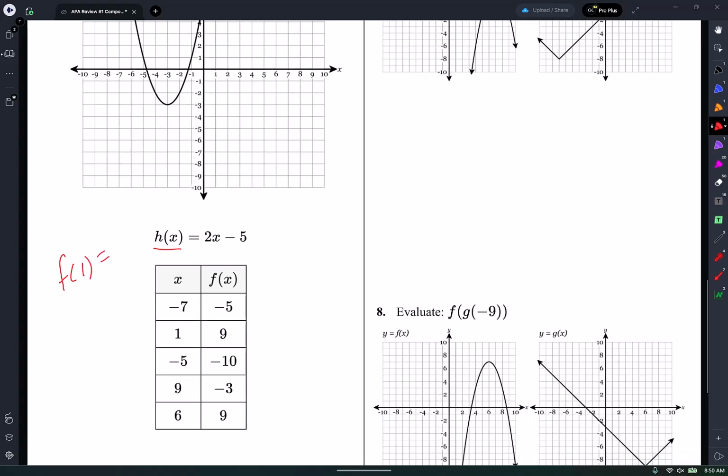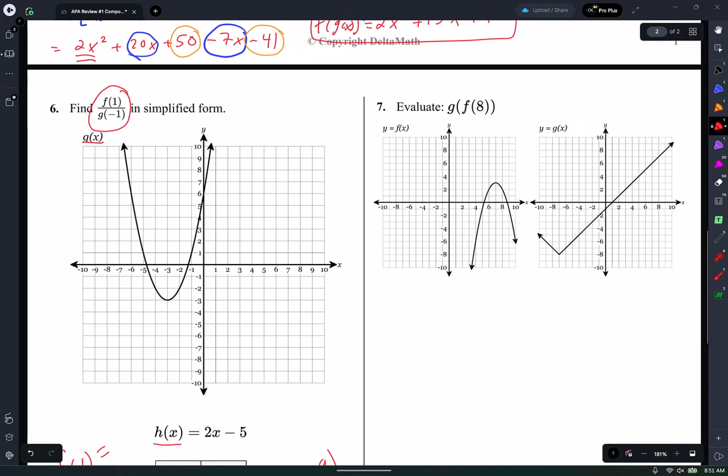F of 1, I go to my table for f, and I look for the x value of 1, and I'm going to circle that row right there. So f of 1 just means what? 9. By the way, that also means an ordered pair 1, 9, just so you guys know, just in case. Are we still okay? All right.